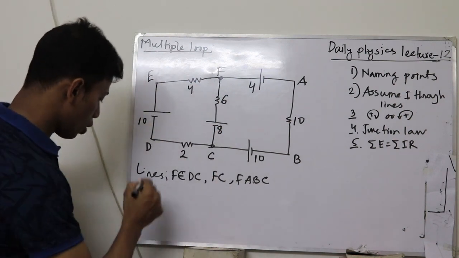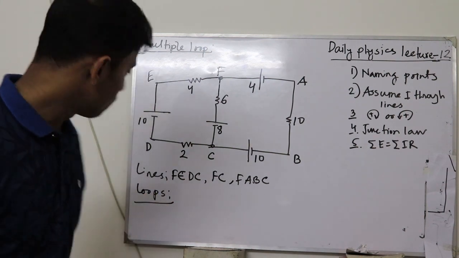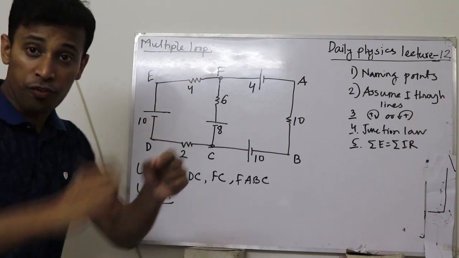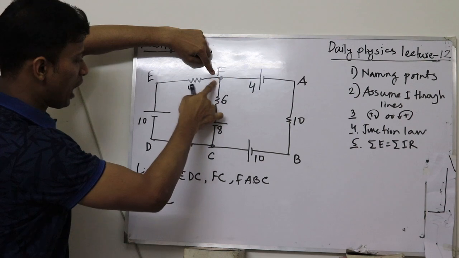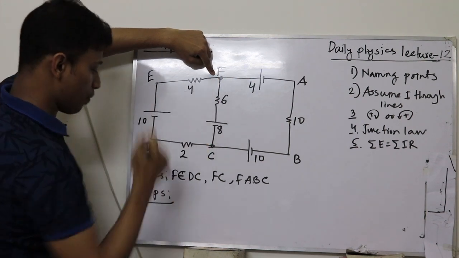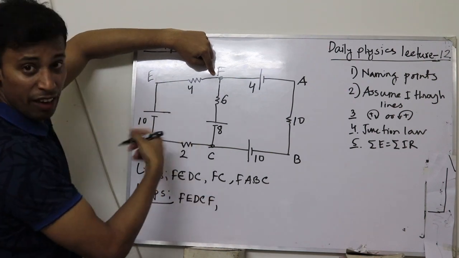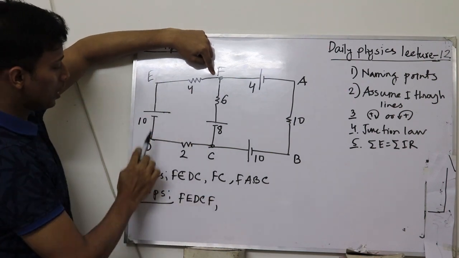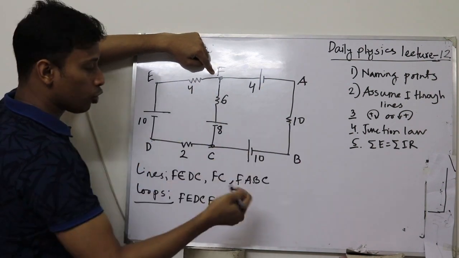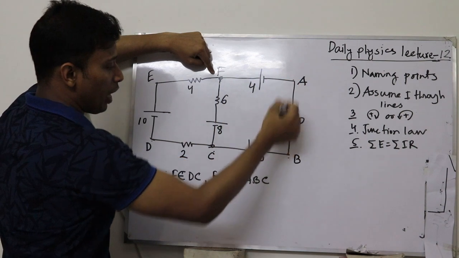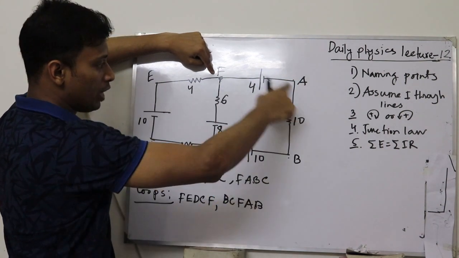What are the loops? How many loops are here? I already told you there are 3 loops. From F, E, D, C, F: that is the left loop. Now let's think about the right side loop: B, C, F, A, B. That means this loop.